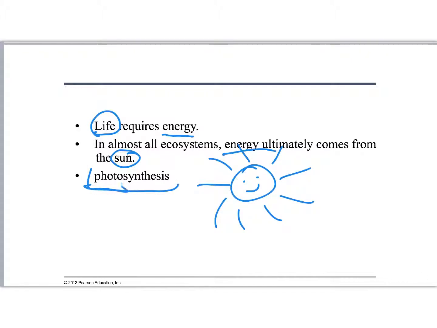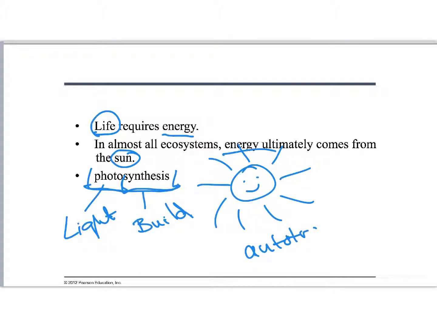So photo means light, and synthesis is to build something from it, right? So we're going to pack in energy from light, and what we're actually going to build is sugar, all right? So some different types of organisms can use photosynthesis themselves to build sugar that they need. They take carbon dioxide from the air, a little bit of water, and energy from the sun, and they can make all the sugar they need. Those are called autotrophs. They are the photosynthesizers.